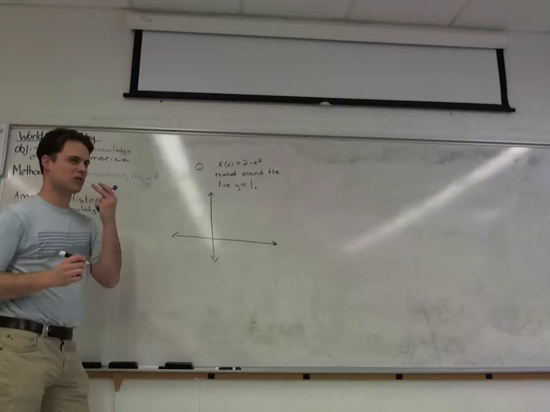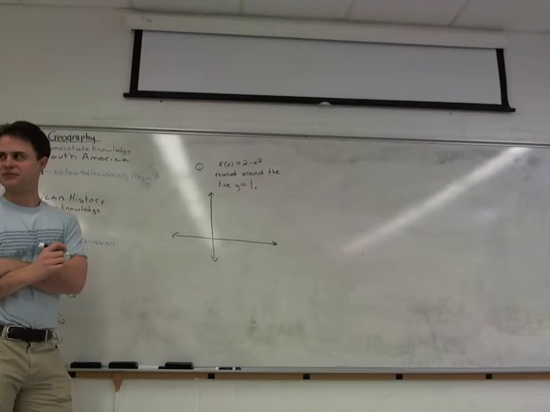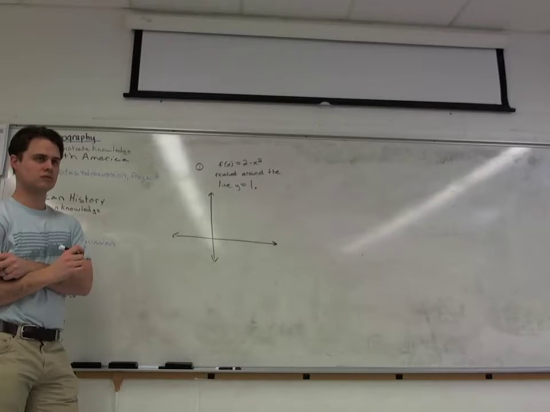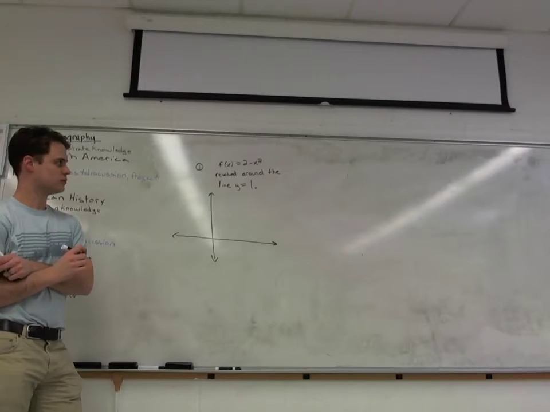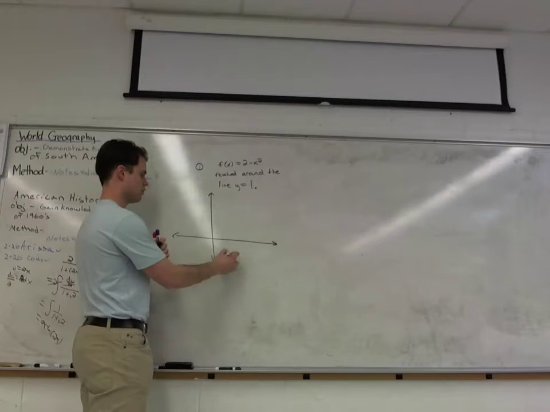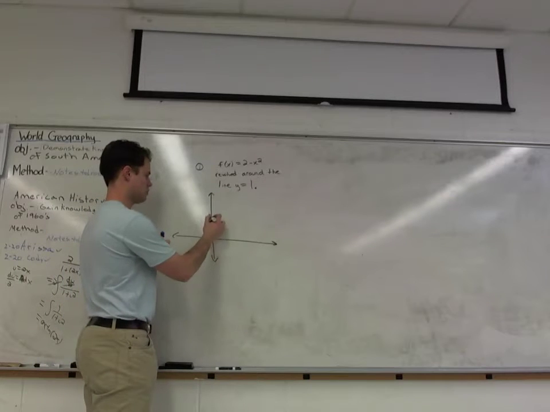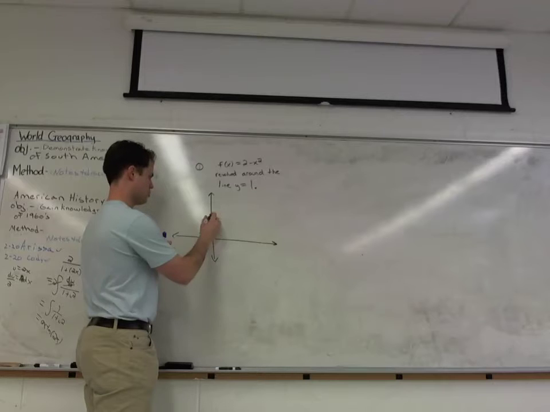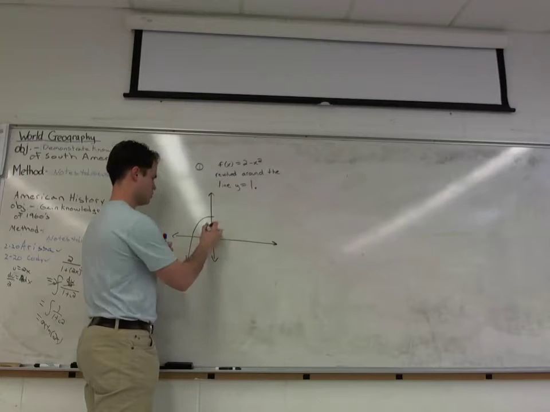So 2 minus x squared looks like what? Can we use our calculator? No. It's going to be upside down. It's an upside down parabola shifted up 2. Negative x squared looks like this, up 2. Yeah? So it looks something like this.